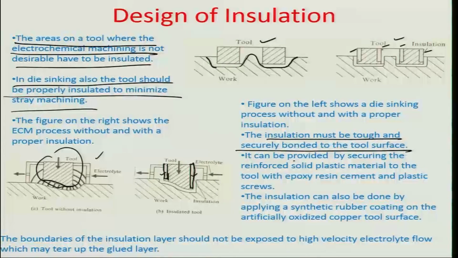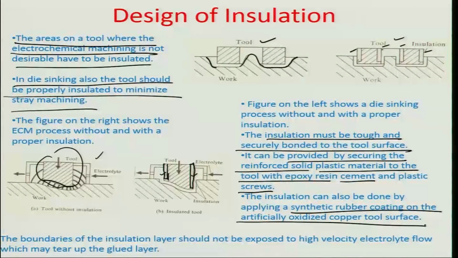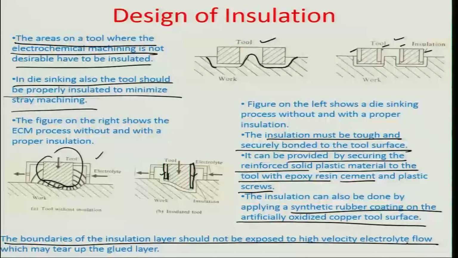It can also be provided by securing the reinforced solid plastic material to the tool with epoxy resin cement and plastic screws. The insulation can be done by applying a synthetic rubber coating on the artificially oxidized copper tool surface, and the boundaries of the insulation layer should not be exposed to high velocity electrolyte flow, which may tear up the glued layer otherwise. So that is how you design for the flow path. You also design for the insulation on the tool.